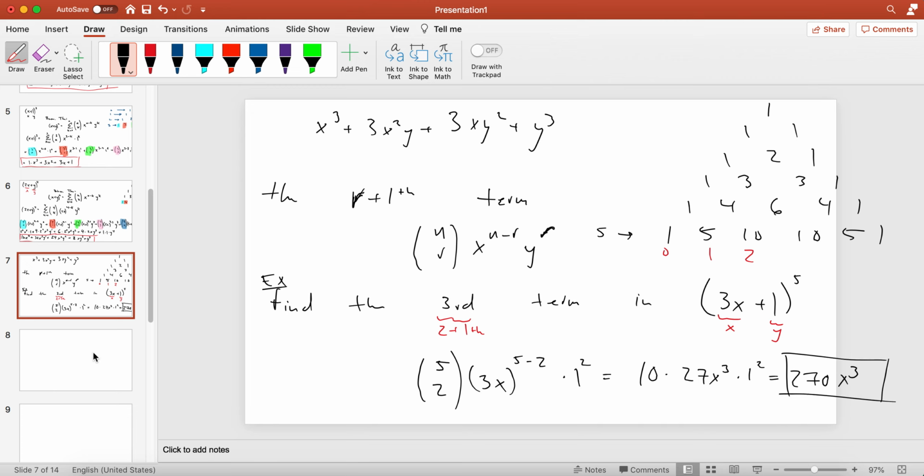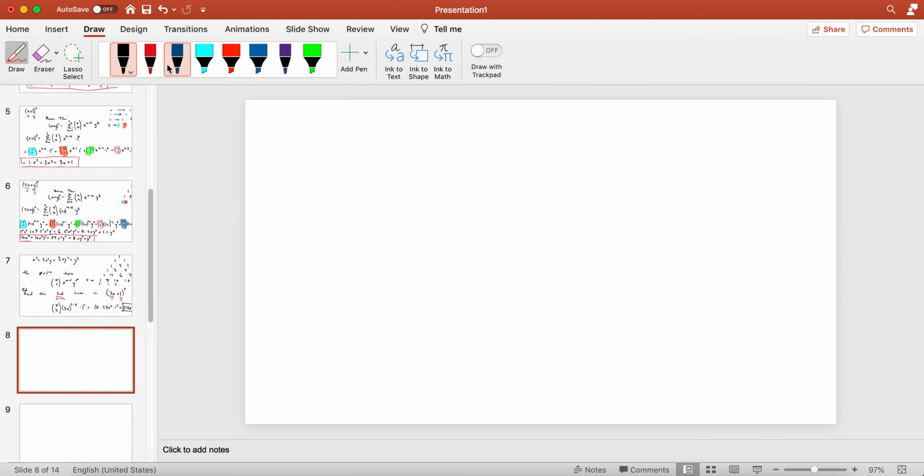Let's do another example. Find the fourth term of x plus 2y to the fourth. Yeah, let's try to find the fourth term of this one.